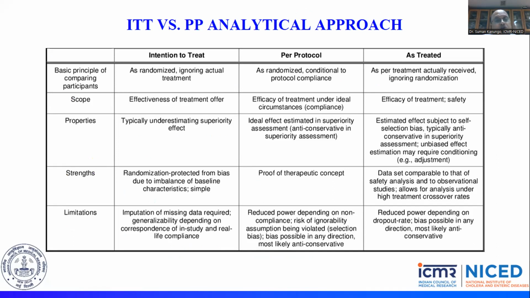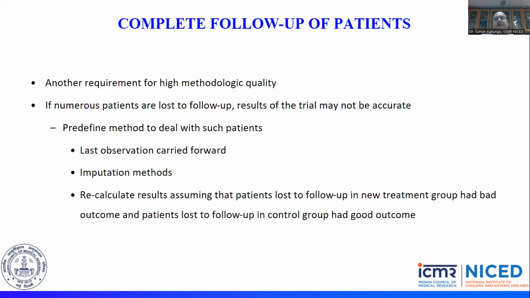Usually in per protocol analysis, proof of therapeutic concept can be ascertained. Intention to treat is randomized and protected from bias, and this is effectiveness, and it happens in real life. Intention to treat is a very real-life scenario where there is always a chance of loss to follow-up. So complete follow-up of patients is a very important thing in an RCT. It's another requirement, high methodological quality. And if numerous patients are lost to follow-up, results of the trial may not be accurate.